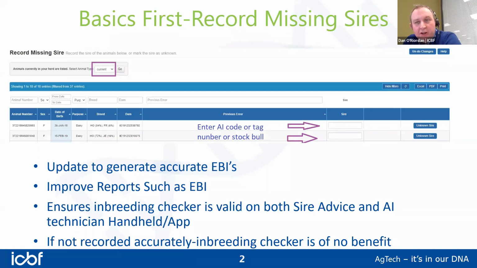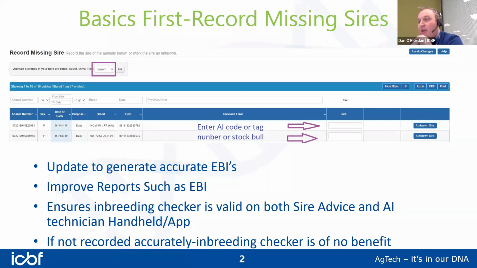We can't generate an EBI or have valid indexes or valid inbreeding checkers unless the sires are recorded. So look, there's plenty of farmers, if they take a look under record events and missing sires, there's probably a few females there that do need updating. We can very easily enter in the AI code or the tag number from the stock book if necessary. And I'd encourage every farmer to look at that. Have a look, see is everything up to speed before you run an application such as Sire Advice. And if the sires aren't recorded, that inbreeding checker on your technician's handheld is invalid. You could be inbreeding. So I think it's very much the foundation stone of everything.